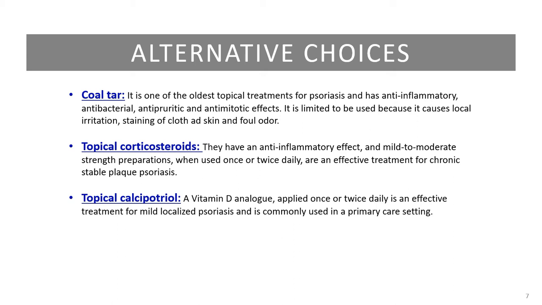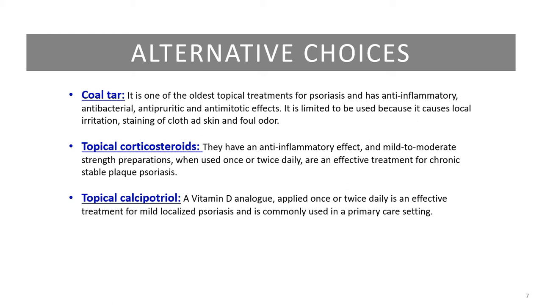Coal tar is one of the oldest treatments we use for psoriasis, and it has anti-inflammatory, antibacterial, antipruritic, and antimitotic effects. But there are some adverse effects, like it can cause local irritation and staining of the cloth and skin, and there is foul odor. That is why it has some limited usage, and it is also given along with diathranol in some cases. It depends on what the pharmacist and the doctor recommend as per their experiences.